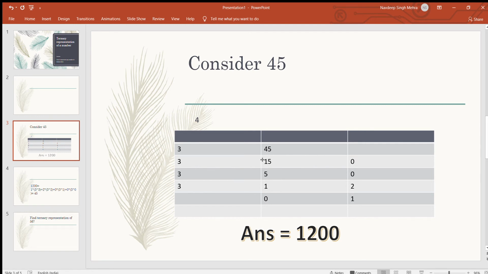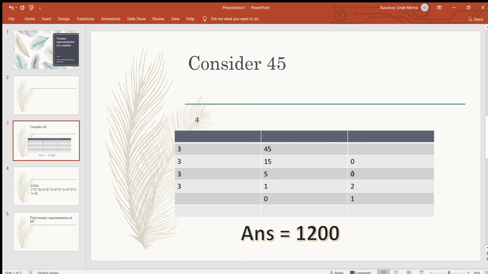Again, when 15 is divided by 3, the quotient is 5 and the remainder is 0. Now when 5 is divided by 3, the quotient is 1 and the remainder is 2. Now when 1 is divided by 3, the quotient is 0 and the remainder is 1. Now finally we get the quotient 0.